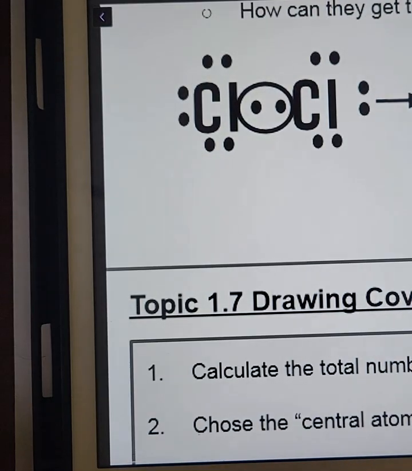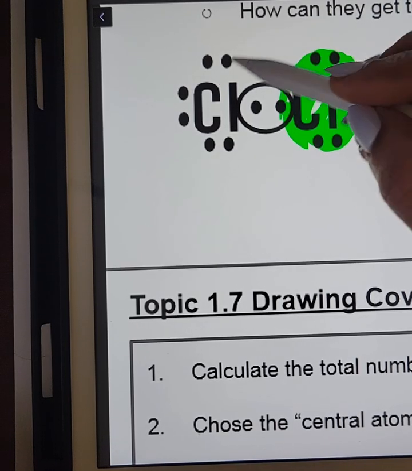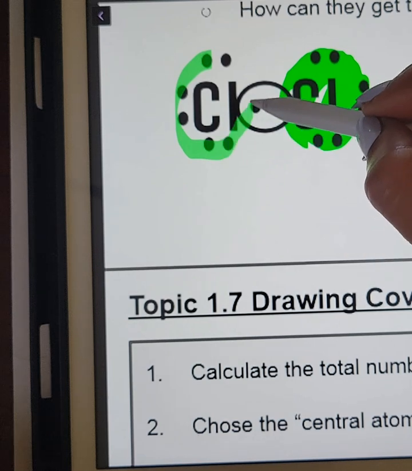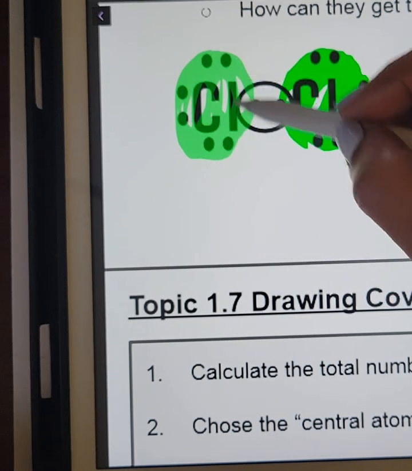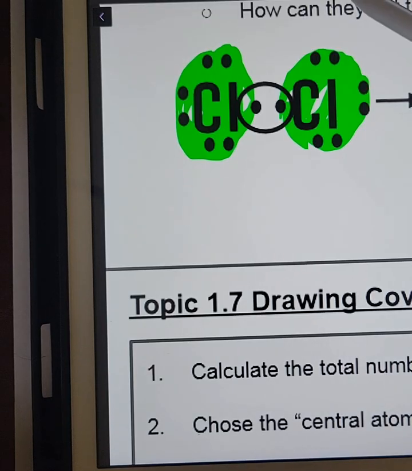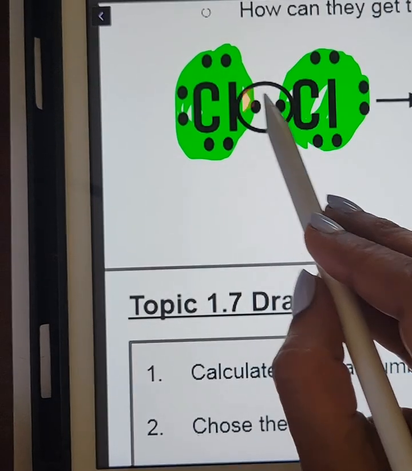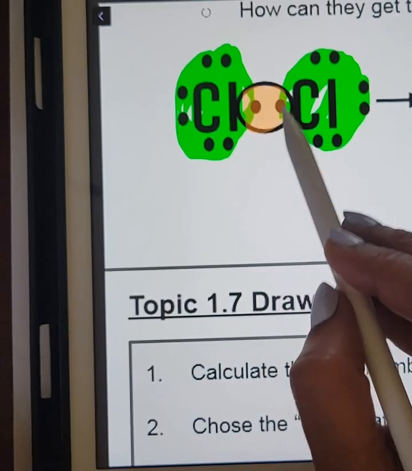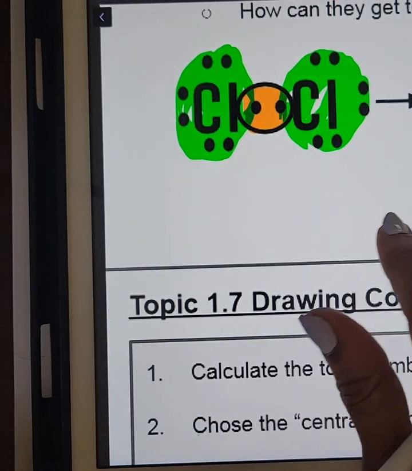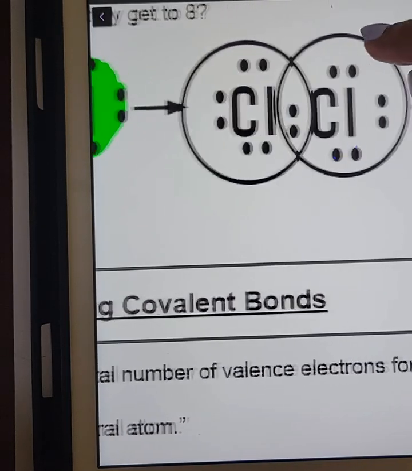So let's go ahead and see how the drawings are done. First we will draw all the 7 electrons of this chlorine, and the same thing for the other chlorine. And you can see I draw a ring here, they are sharing electrons. This is the shared pair. This one is possessed by both the atoms. And how many pairs of electrons are there? Just one pair of electrons.